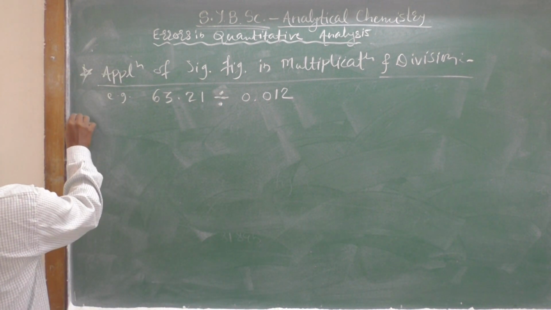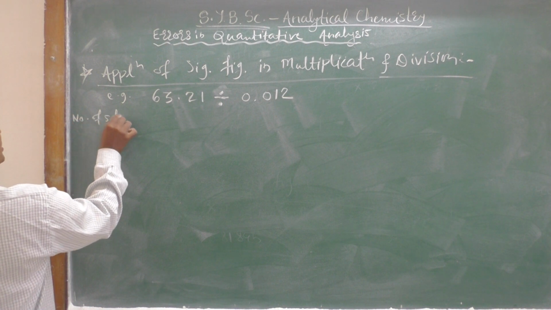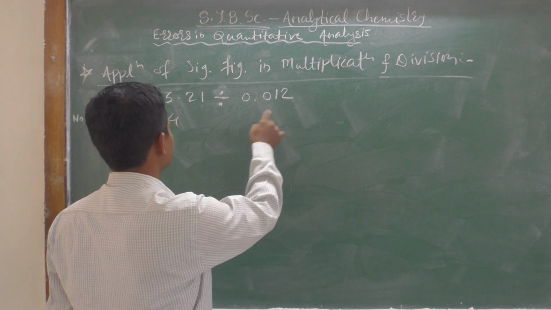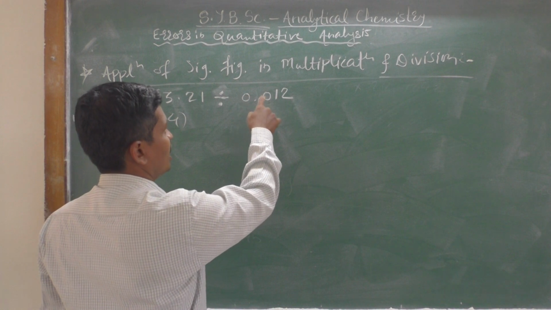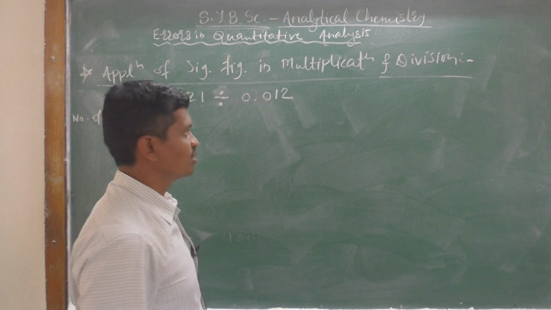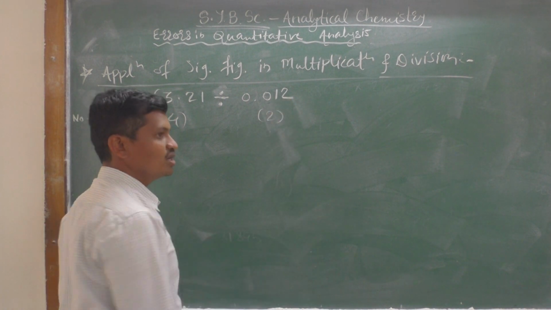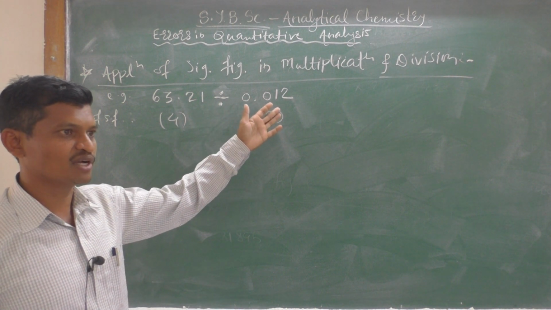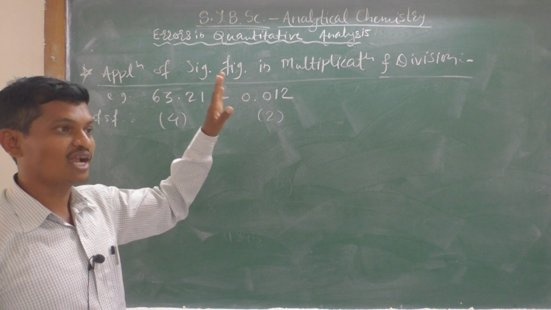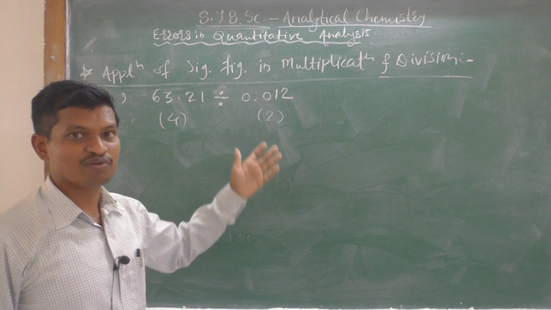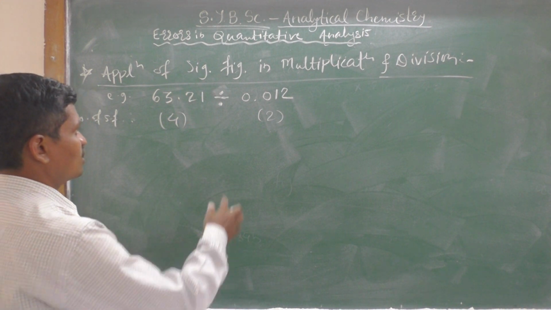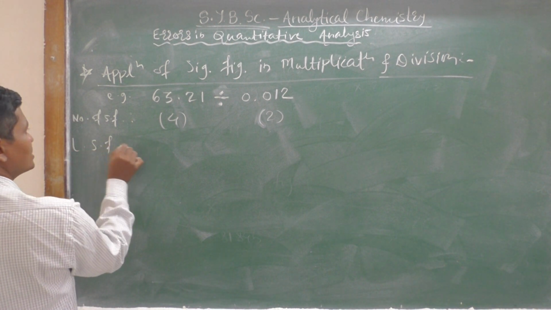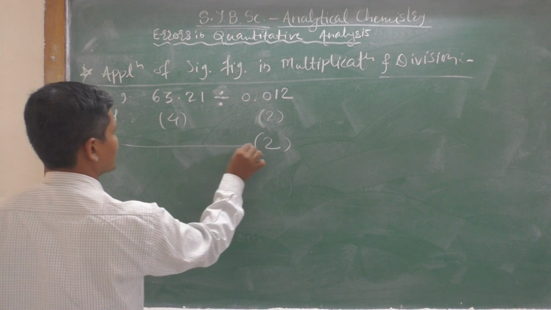Okay, tell me the number of significant figures. In 63.21, all 4 numbers are significant. Okay, but in this case the 0 and this 0 after the decimal point are not significant. Only the 2 digits, 1 and 2, are significant. Why these 2 digits are significant, we have already discussed in the previous lecture, so it is not the time to explain this. Okay, so now the least significant figure is 2.